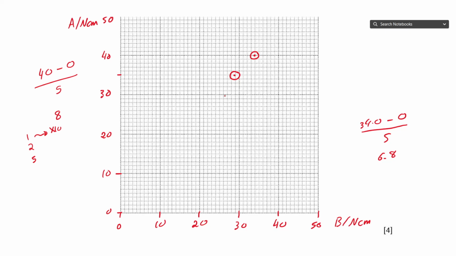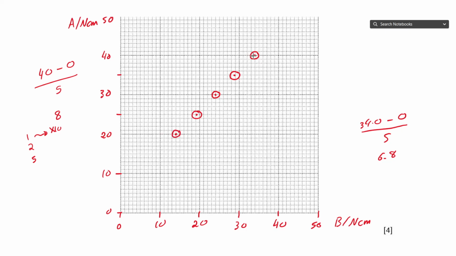Next we have 30 and 24. So 30 here, 21, 2, 3, 4. Third point. Next we have 25 and 19.2. 25 is here, 19.2 just after 19. So at this point approximately. Last point we have 20 and 14. So 20 and 11, 12, 13, 14.